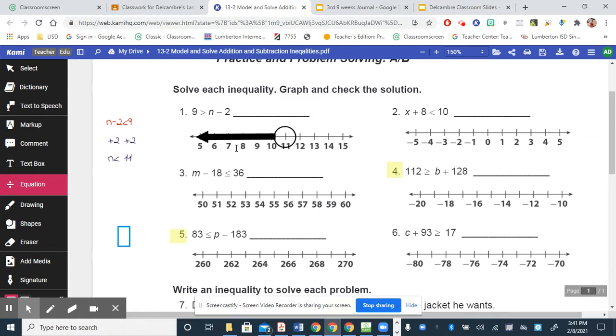I told my last block and my middle block, rewrite number 5 and number 4 so that your variable is on the left side and your number is on the right side.